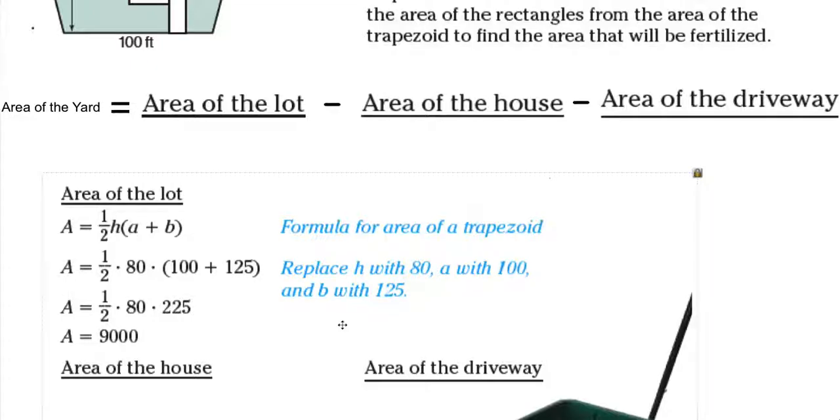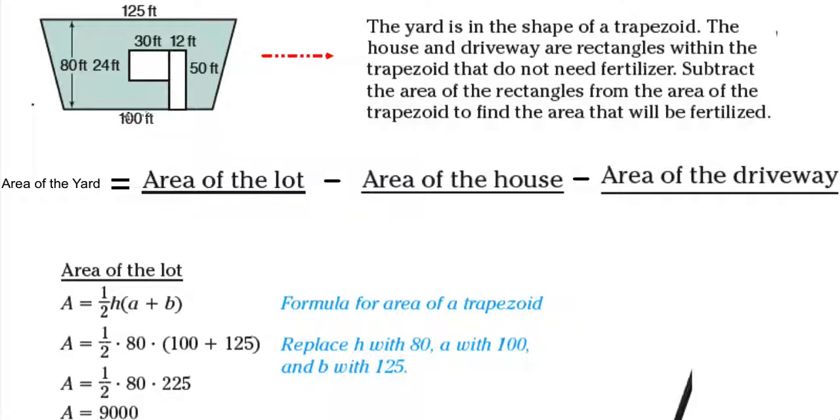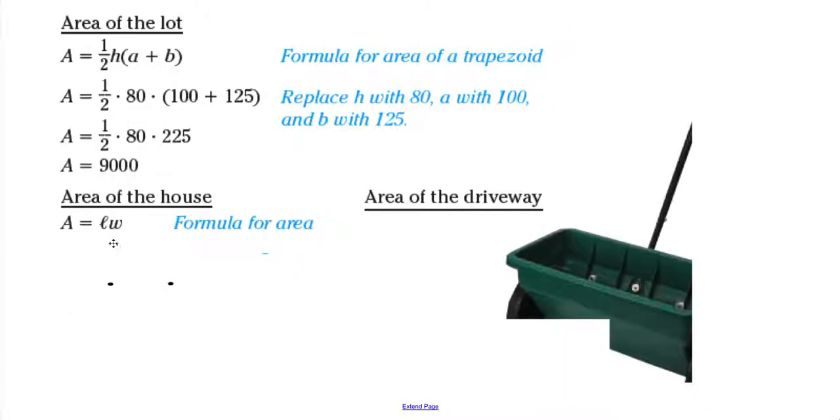Okay, so now let's find the area of the house. Area of the house is length times width. Why? Because the house is a rectangle. So if you notice, this is our house right here. And length times width, we know that the length is 30 and the width is 24. So we substitute the values. Okay, we end up with the area of the house of 720 square feet.